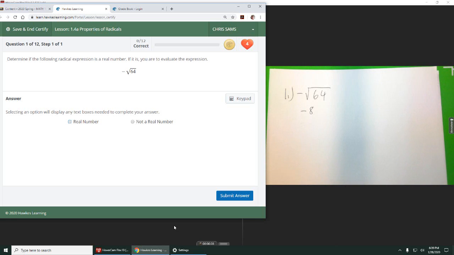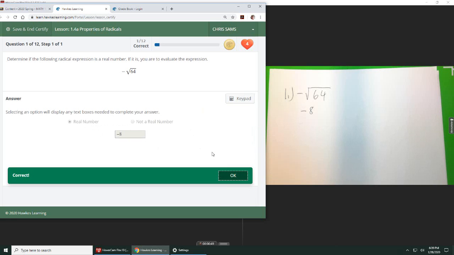Okay, so a negative number is a real number. So we just select, yes, this is a real number. Inside the box, you input your answer. So yours is probably going to be different numbers. And then you click OK.